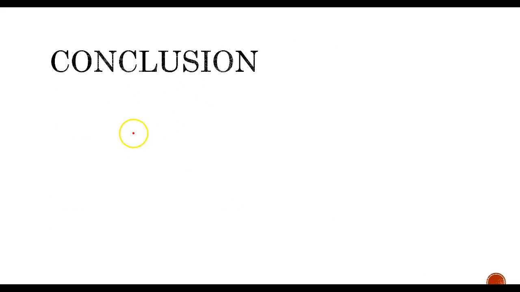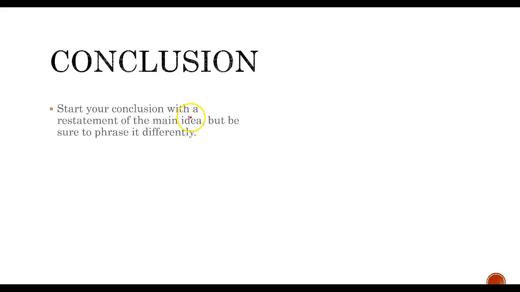After you develop each of your body points, you want to move into your conclusion. So your conclusion should always start with some kind of a restatement of your main idea, right? But you want to state it differently. So if in your introduction you say, essentially there are three types of people you see at malls: teenagers, older people, and families. In your conclusion you might say something like, overall, teenagers, older people, and families are the most common types of people that you see in malls.